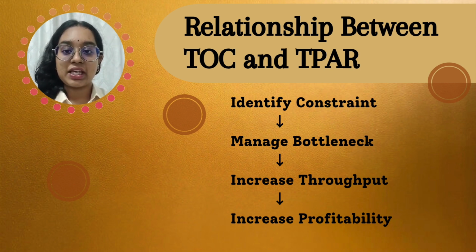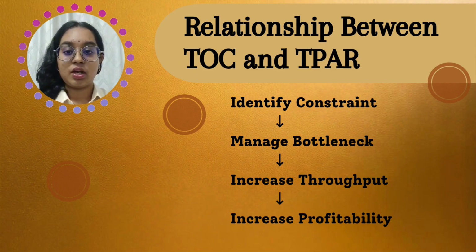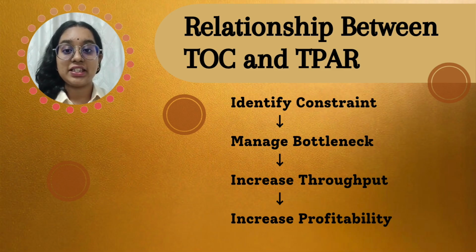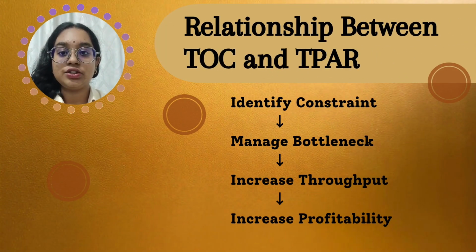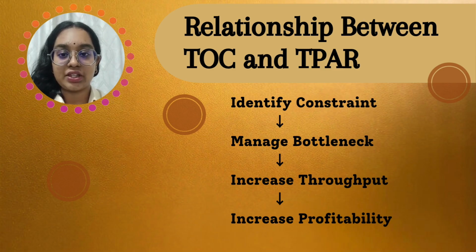The process begins by identifying the bottleneck within the production system. Once identified, the company focuses on utilizing the bottleneck as efficiently as possible. This helps increase throughput and ultimately improves overall profitability. In summary, throughput accounting is a useful management tool that helps businesses maximize profits by focusing on constraints and improving the use of limited resources.